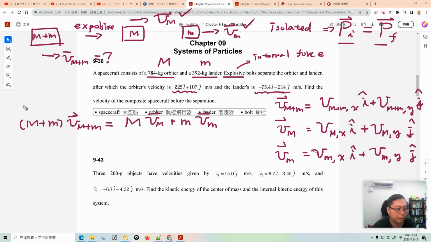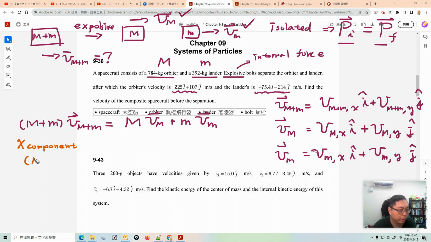From the x component, maybe I'll change the color. We start with the x component. For the x component, we do the momentum conservation.